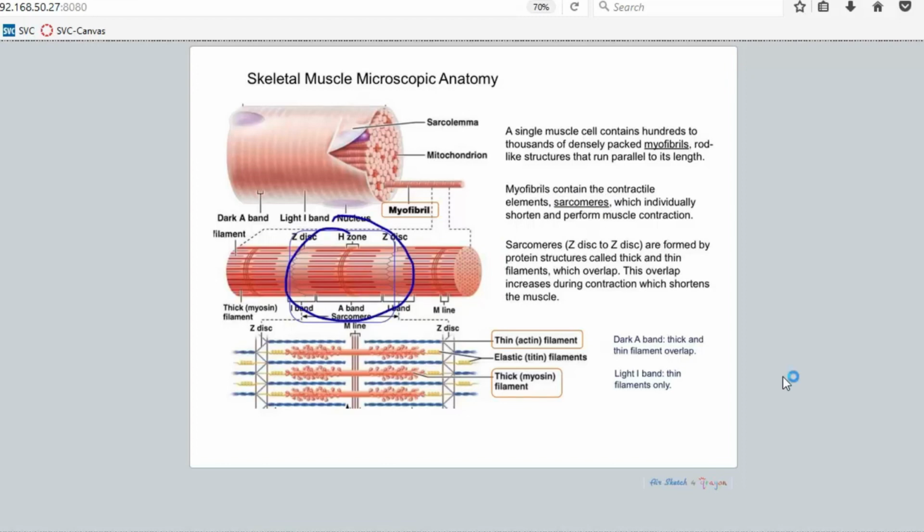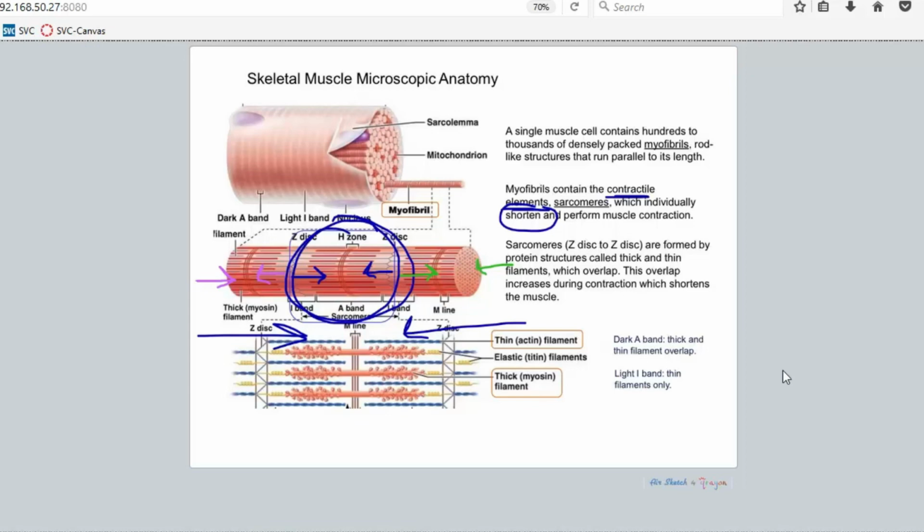And sarcomeres are important because these are the actual contractile elements. Contraction means to shorten. So these are the actual units that are going to contract and shorten when you contract a muscle. So that sarcomere is going to shorten, that sarcomere is going to shorten, that sarcomere is going to shorten. And by doing that, the entire muscle shortens. And that's what a contraction is.